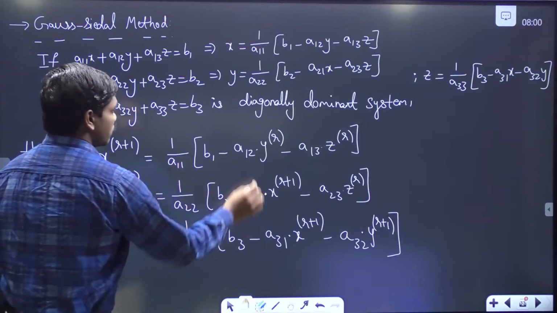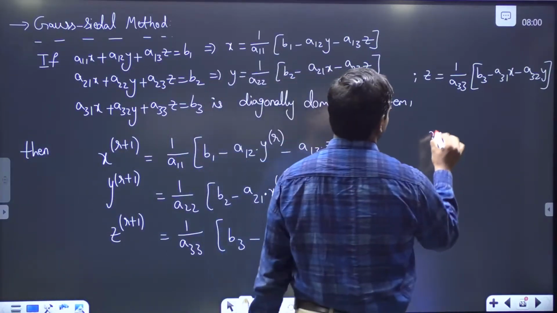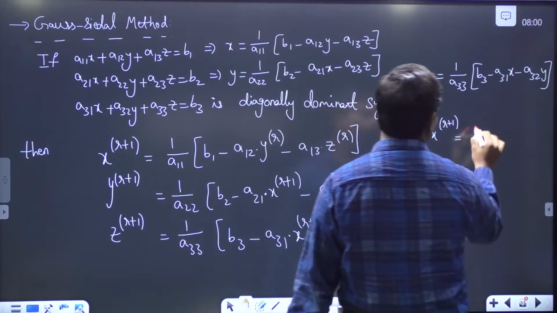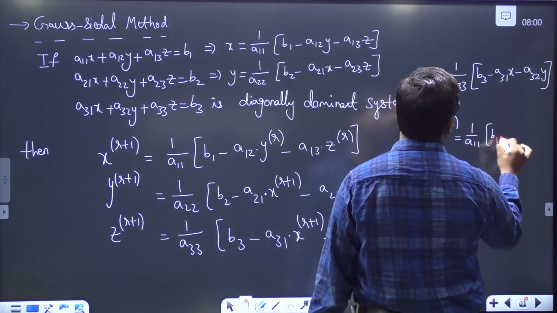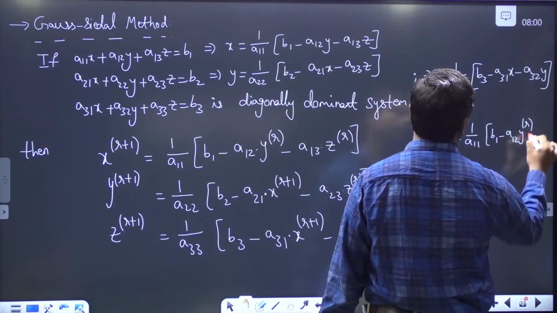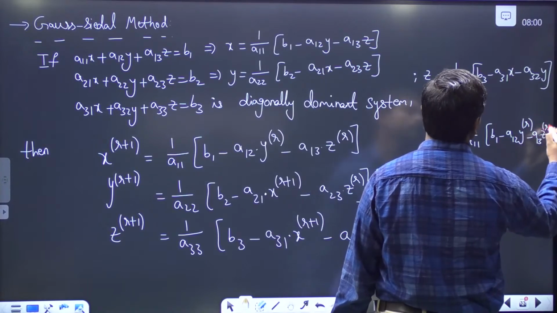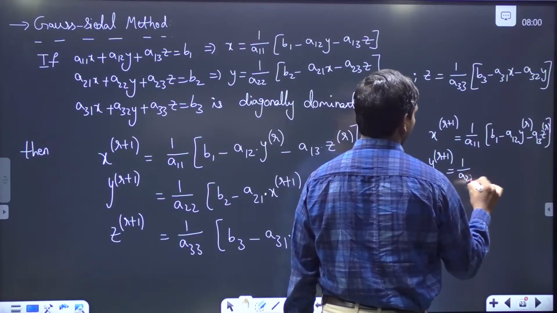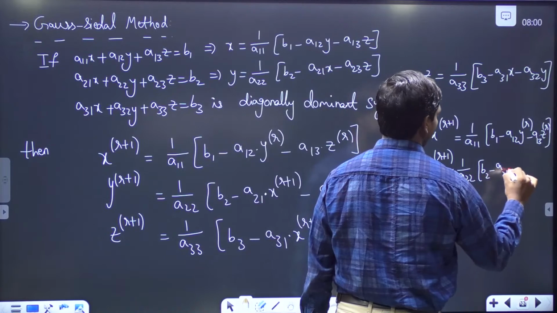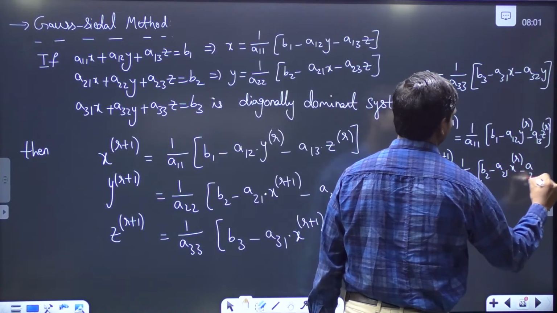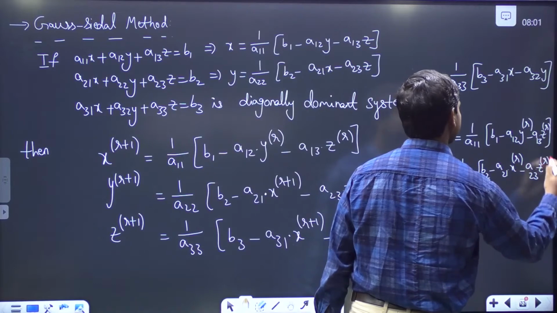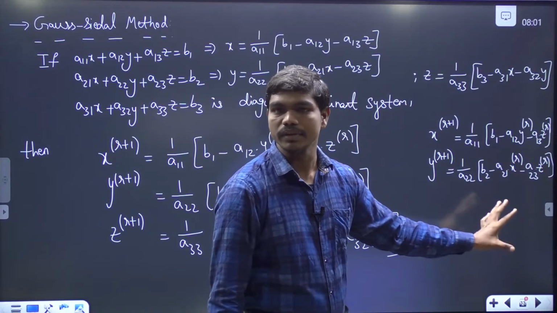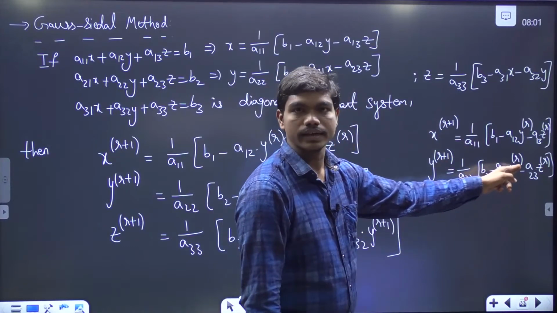In the Gauss-Jordan method you will have x(r+1) is equal to 1 by a11 into b1 minus a12 y(r) minus a13 into z(r). Similarly, you will get y(r+1) is equal to 1 by a22 into b2 minus a21 into x(r) minus a23 into z(r). Basically, you calculate all the x, y, z values with the initial guesses for the first step of iteration completely. You won't be using the updated values immediately in Gauss-Jordan.